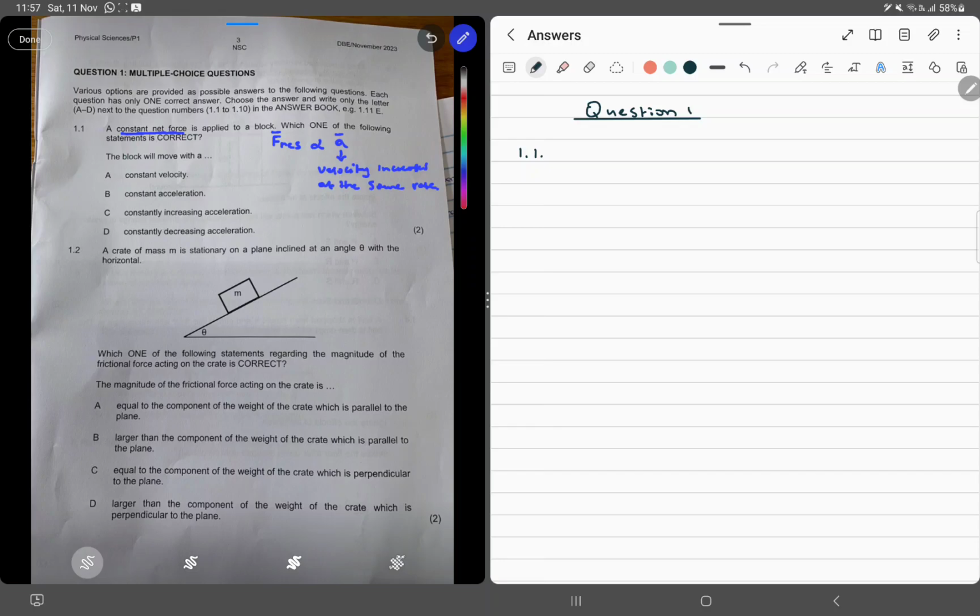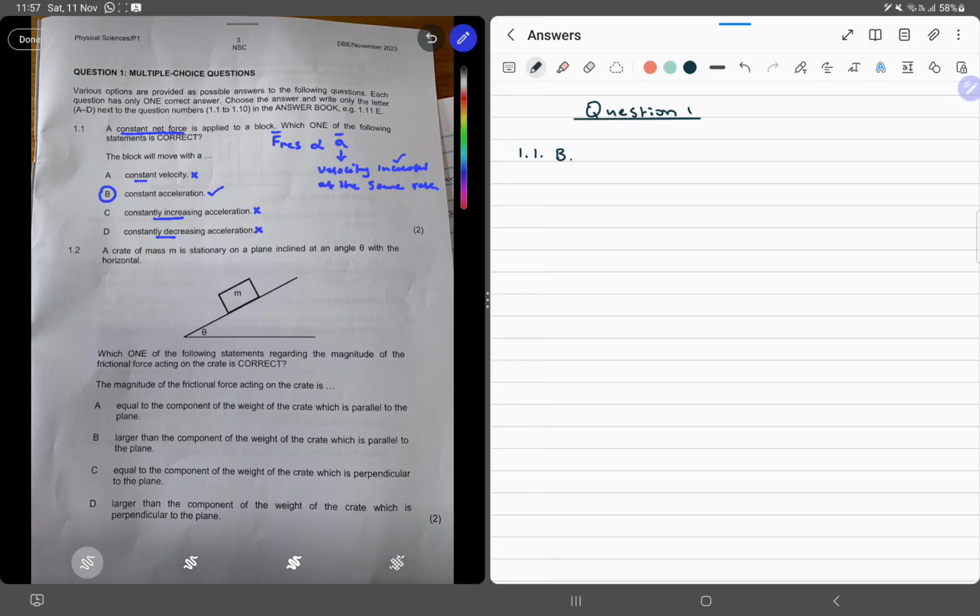The block will move with a constant velocity. No, it cannot be constant because it is actually increasing at the same rate because of a constant acceleration. So that is incorrect. Constant acceleration, yes, because the resultant force is directly proportional to acceleration. Constantly increasing acceleration, not constantly increasing, but a constant acceleration. Constantly decreasing, again, it's not decreasing. So the answer here is option B. All right, good. So that is B.